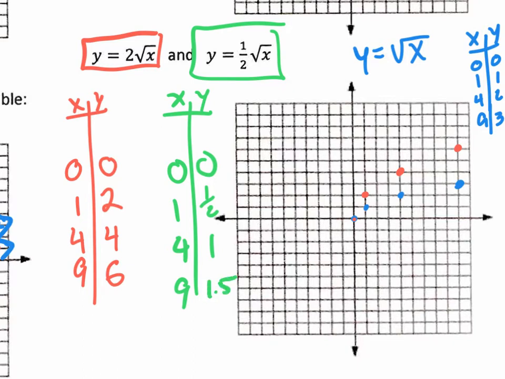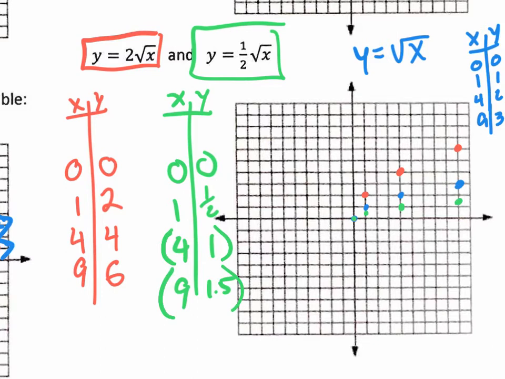1.5. So we still have the same beginning point 0, 0, because the h, k is still 0, 0. But instead of going 1 over 1 up, we have 1 over halfway up. And the next coordinate would be 4, 1. And the last coordinate would be 9 and 1.5.